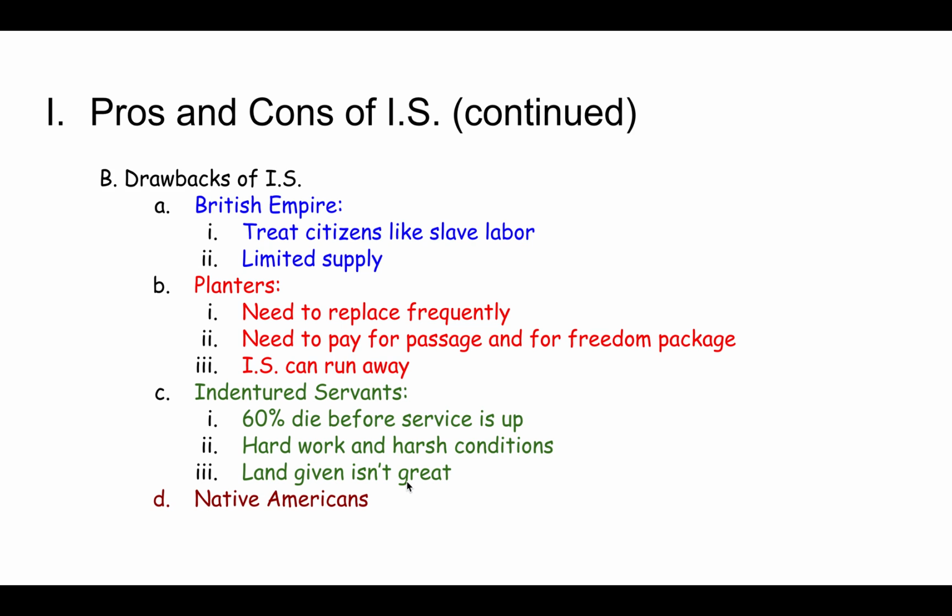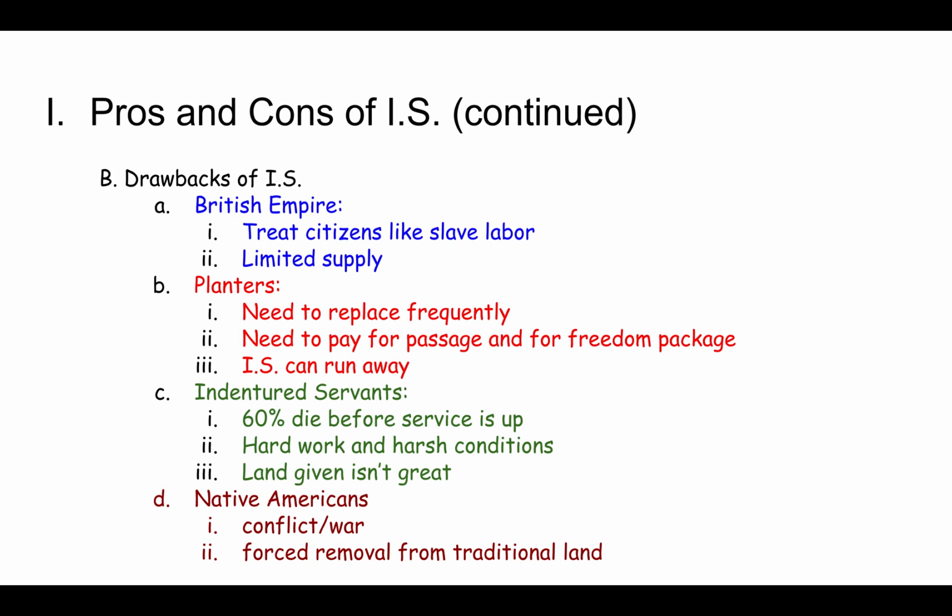And for Native Americans, what are the drawbacks? Conflict and war. We discussed the Powhatan and English wars, and along those border lines that were established between the native tribes and the English government, which a lot of times the natives were forced to move west, conflict and war were frequent when indentured servants getting that poor land were encroaching on the land of the Powhatan.